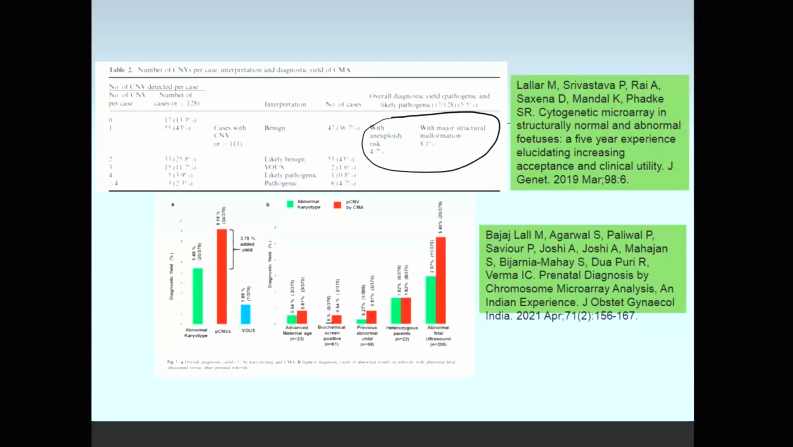This was a study done in our department where the diagnostic yield of microarray in cases referred for high risk for aneuploidy was 5%, and in cases with major structural malformation, it was around 8%. A similar study has also been done in Gangaram, where the additional yield was 3.8%.